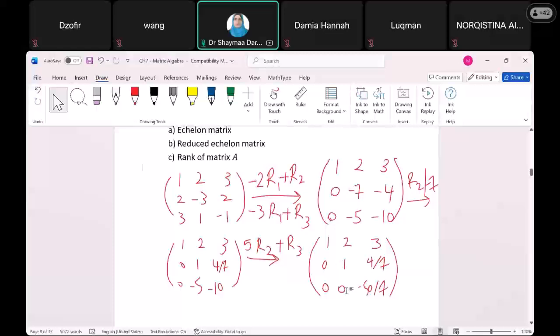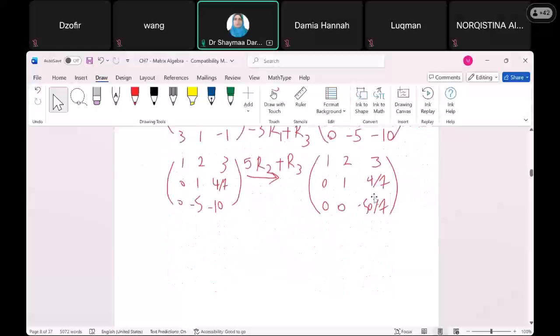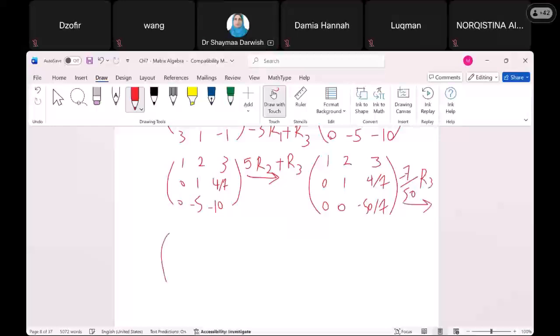Now I have another leading 1 below 0. So the third step, I need to prepare the third leading 1. I have to multiply the third row by minus 7 over 50. So you will have 1, 2, 3, 0, 1, 4 over 7, 0, 0, 1.